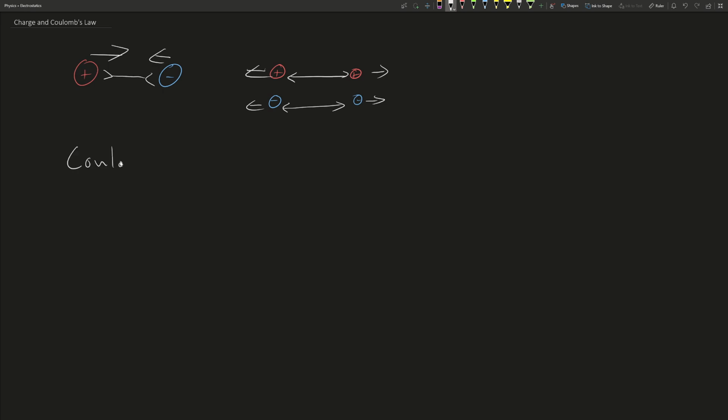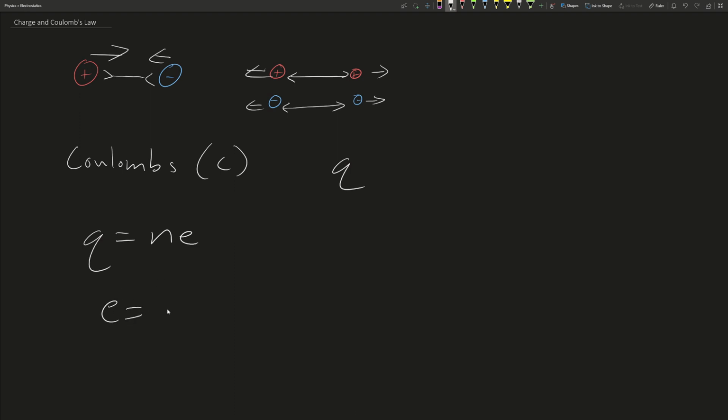So coulombs, this is the unit for charge, and C is the abbreviation you use. And then charge has a variable of Q in equations. Another thing about charge is that it can only be in integer multiples of the elementary charge e in nature, which means that charge Q can only ever equal n e, where e is the elementary charge.